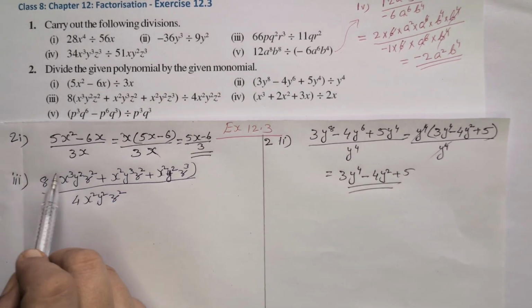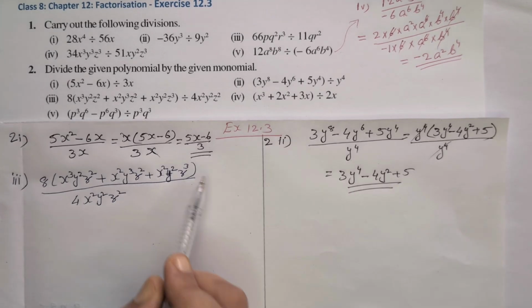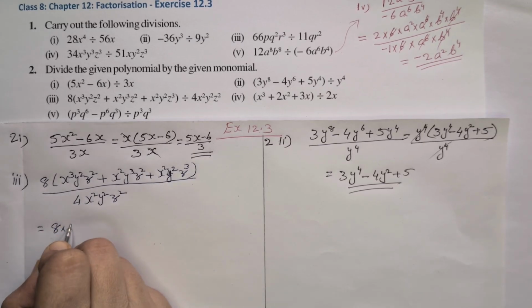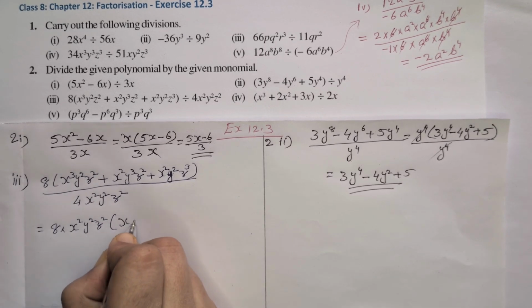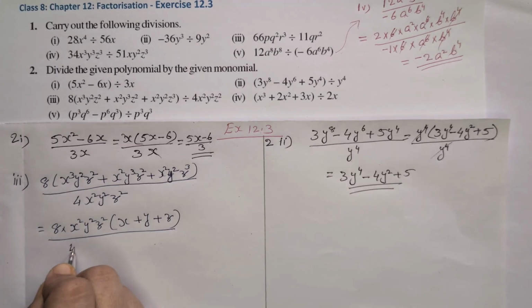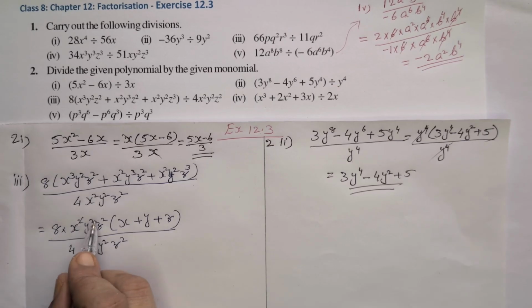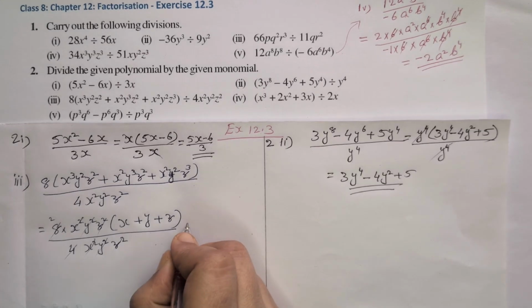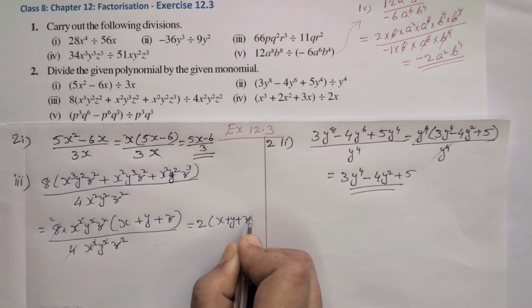Now the third one. 8 into x cube y square z square plus x square y cube z square plus x square y square z cube. From there we can take 8 into x square y square z square as common, x square y square z square as common. Then remaining 1x, here 1y, then z. That is divided by 4 into x square y square z square. Now we can see x square, y square and z square we can cancel. 4 in 8 is 2 times. So the answer is 2 into the remaining terms, x plus y plus z.